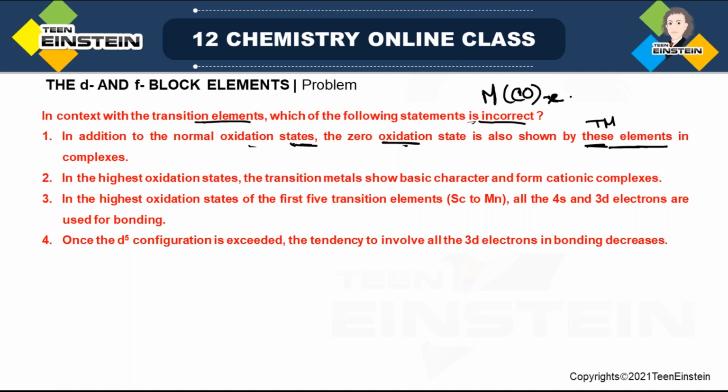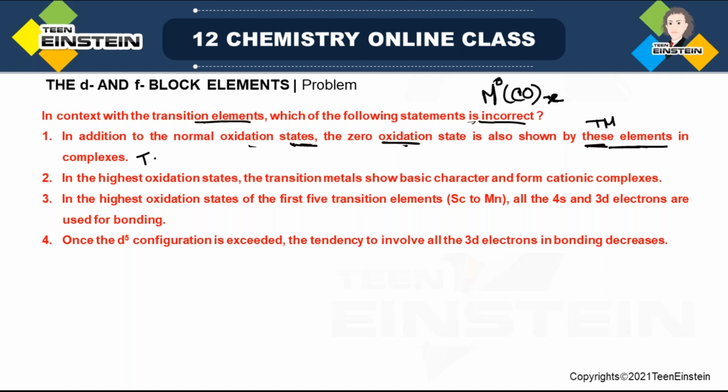So this is a metal carbonyl complex because you have only carbon monoxide as ligand and no other ligands present. And CO is neutral, and overall the molecule is neutral. That means the metal has oxidation state 0. That means 0 oxidation state is also shown by these elements, and this statement is correct. So this is true. Second statement: in the highest oxidation state, the transition metals show basic character and form cationic complex.